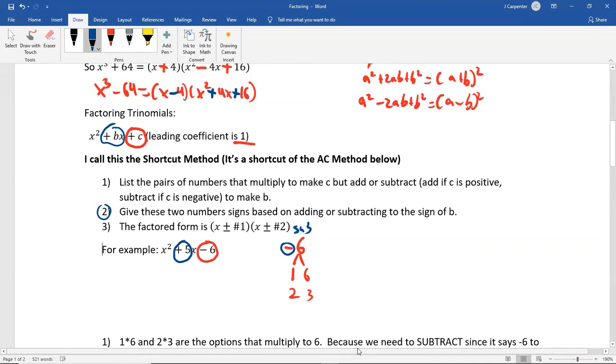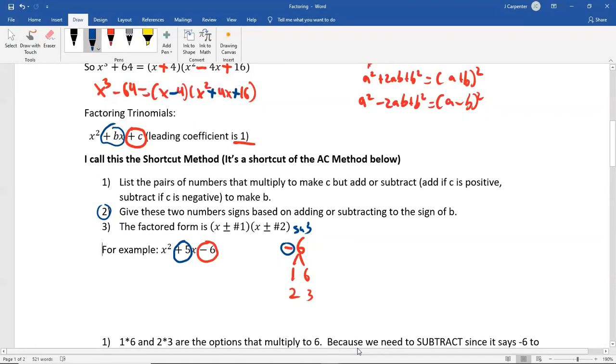But this sign means that the product has to be negative. They have to multiply to make a negative 6, whatever we choose. So if you choose the 2 and 3, 2 times 3 is 6. If you choose these both positive to make them add to a positive 5, well, positive 2 times positive 3 is positive 6, not negative 6.